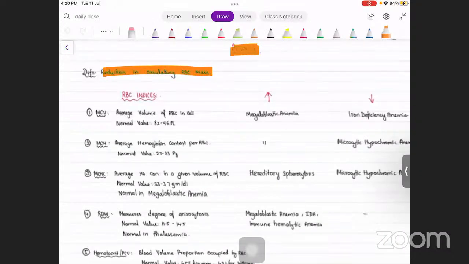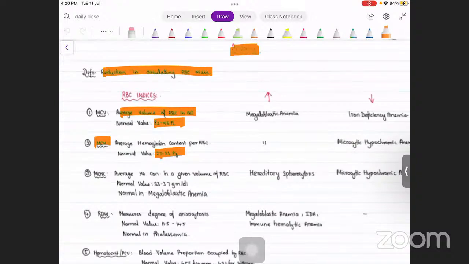What are the indices we use for the calculation of anemia? The first index is MCV, the average volume of RBC in the cell. What is the normal MCV value? 82 to 96. It increases in megaloblastic anemia and decreases in iron deficiency. Then you have MCH, the average hemoglobin content per RBC. Normal is 27 to 33, increases in megaloblastic and decreases in microcytic hypochromic anemia.